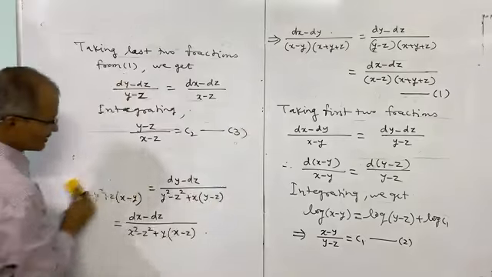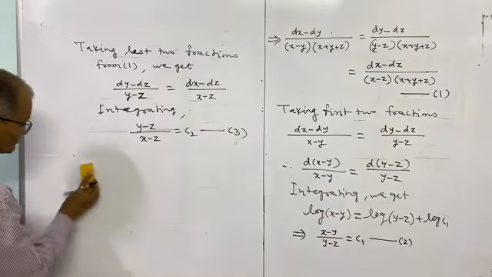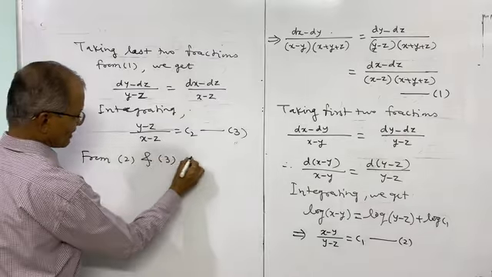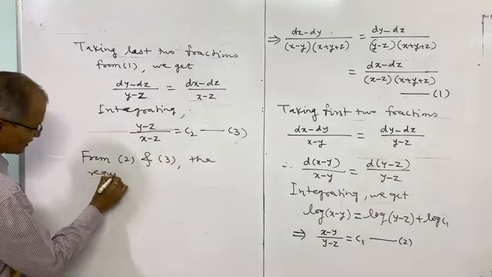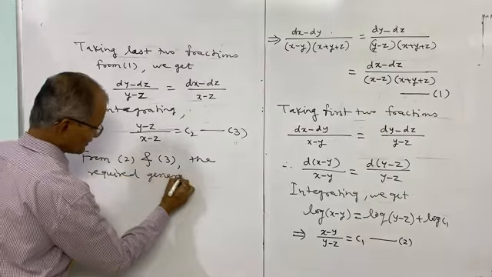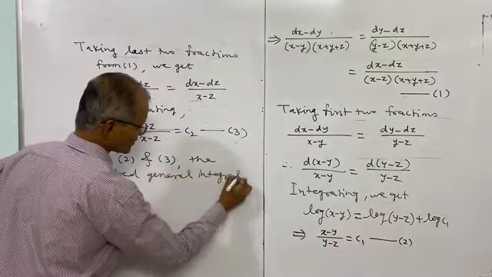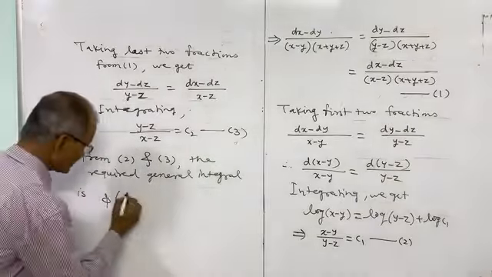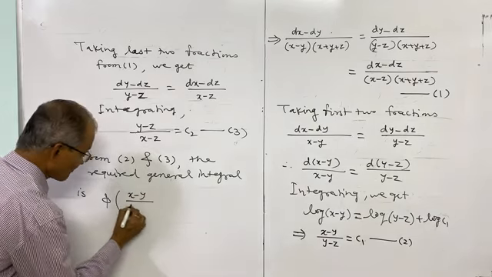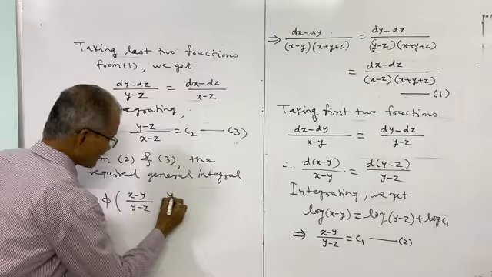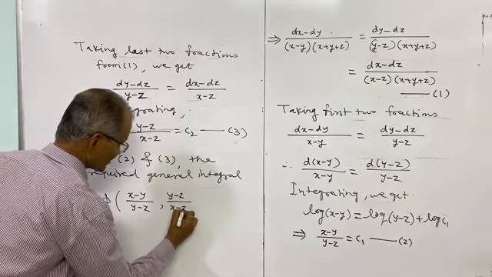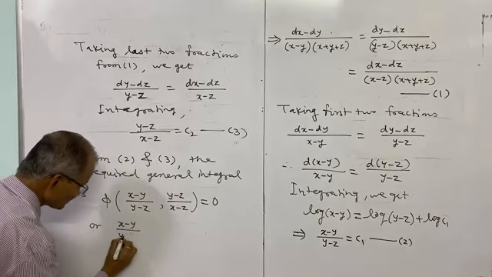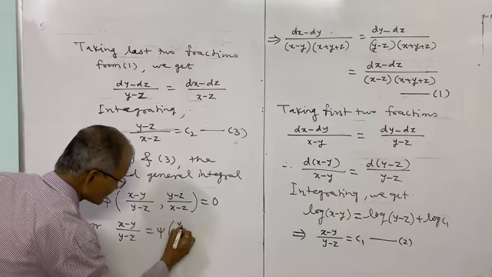And thus from 2 and 3 the general integral, the required general integral of the original equation, is phi of x minus y divided by y minus z, comma, y minus z divided by x minus z is equal to 0, or that can be expressed as psi of the second function.